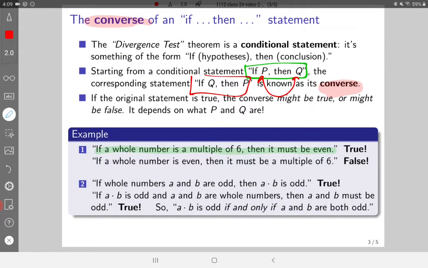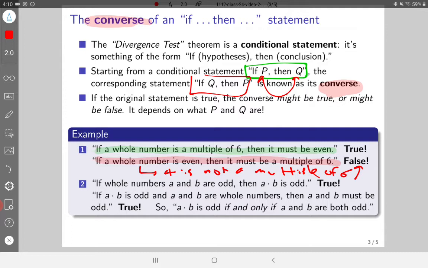However, the converse, reversing the order: if I take the "must be even" part and put that at the beginning, so there's Q, and take the "multiple of 6" part and put that at the end, that's P. And this whole statement down here is a false statement. If a whole number is even, then it must be a multiple of 6. Because, for example, 4 is not a multiple of 6, but it's even. And that's a way to show you that that statement's false.